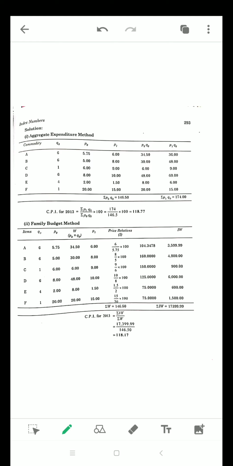So substitute into the formula, that is 17,400 divided by 146.50. So we will get 118.717 or 77, that's left to you. So this is how we have to calculate. So here you can listen to the audio for the family budget method if you don't understand. Or if you have any doubts, you can text me or you can call me. Thank you.